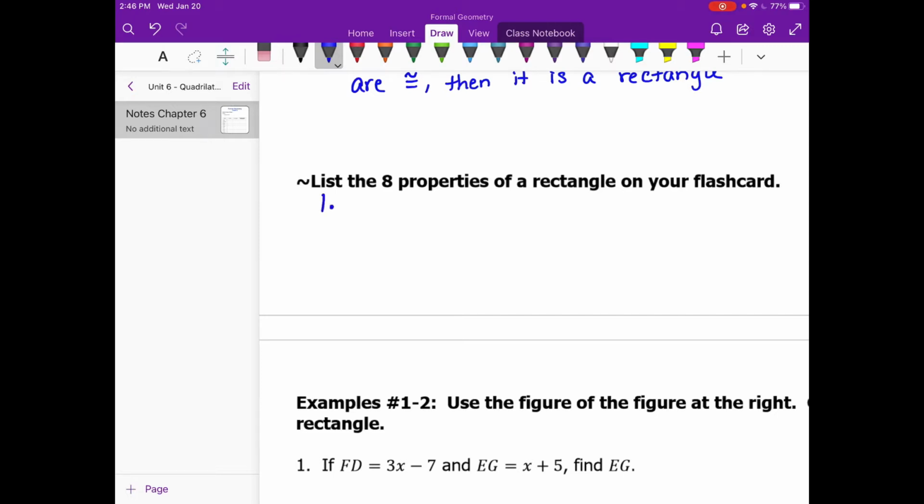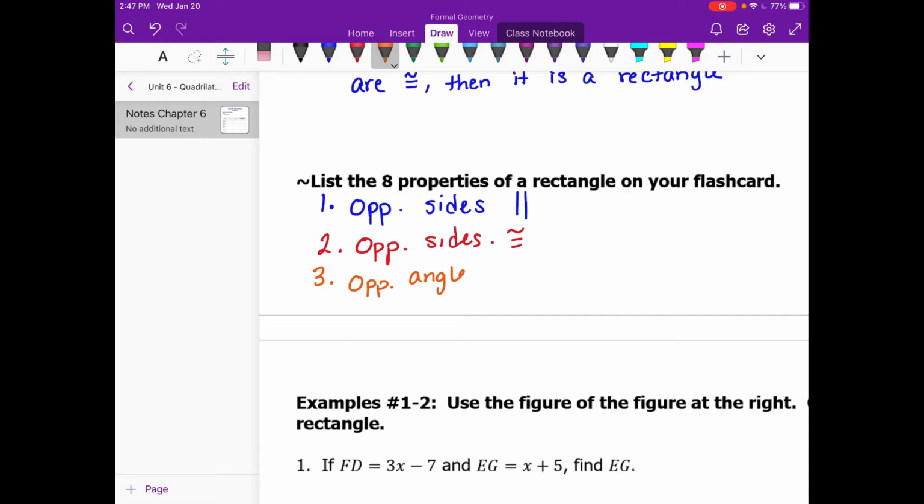So our first property is that the opposite sides are parallel. Number 2 says that the opposite sides are congruent. 3 says the opposite angles are congruent. 4 says that the consecutive angles are supplementary.